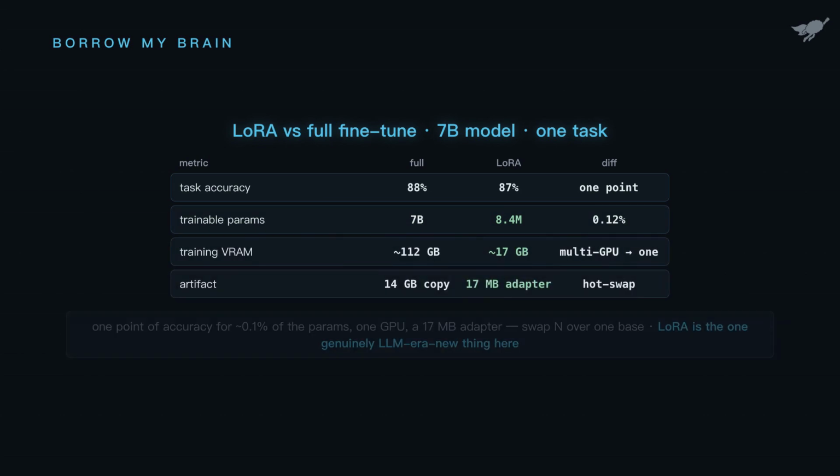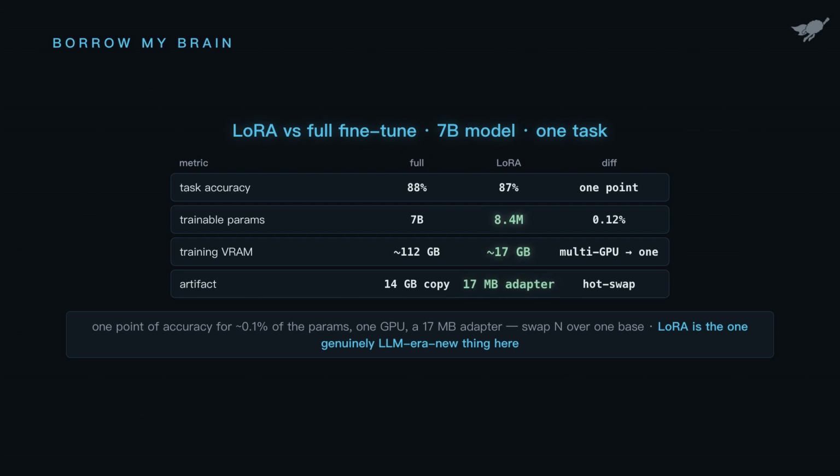I ran the numbers. Same task. A full fine-tune hits 88%, LoRA hits 87%. 1 point apart. But how different is the cost? A full fine-tune trains 7 billion parameters. LoRA trains only 8.4 million, about 0.1% of the model, roughly 1 in 1,000. RAM drops from 100+ gigs to 17 gigs. 1 GPU is enough. And the thing you end up shipping, the full fine-tune is a 14 gig full model copy. LoRA is a 17 megabyte adapter.